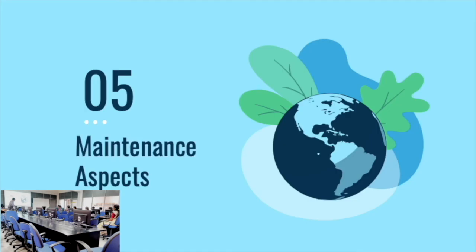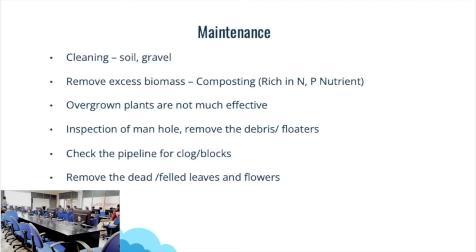Let me go through some maintenance aspects of the wetlands. From time to time we have to clean and replace soil and gravel, normally once in 3 years. We may have to take out the gravel, wash it and fill it back. The normal routine maintenance work is to remove the excess biomass, because plants are growing here.